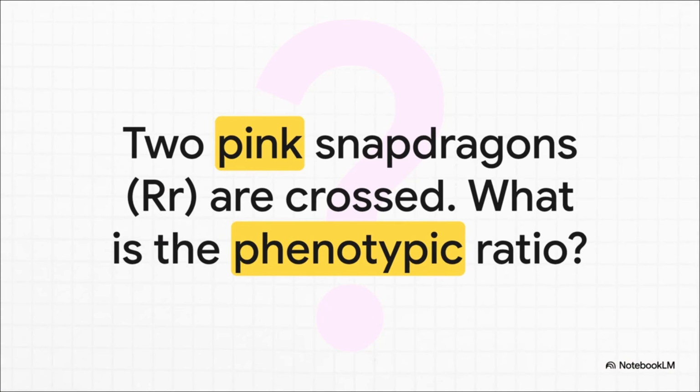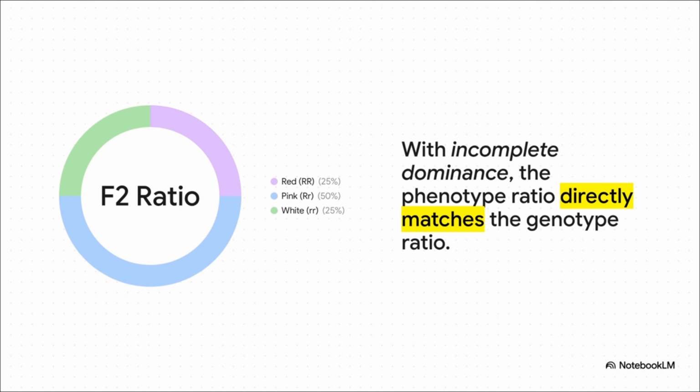So this scenario is called incomplete dominance. What that means is the heterozygous version, the Rr genotype, doesn't look like one of the parents. Instead, it creates a blended in-between phenotype, in this case, pink. So here's the question. What happens when you cross 2 of these pink flowers with each other? And the answer is, you get a 1-to-2-to-1 ratio of red to pink to white flowers.